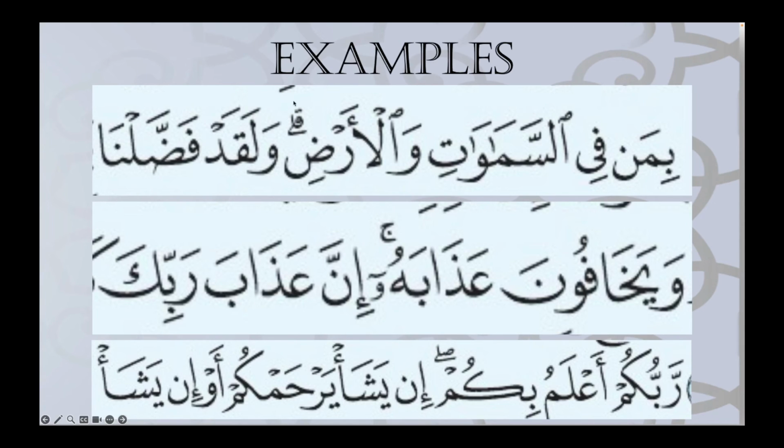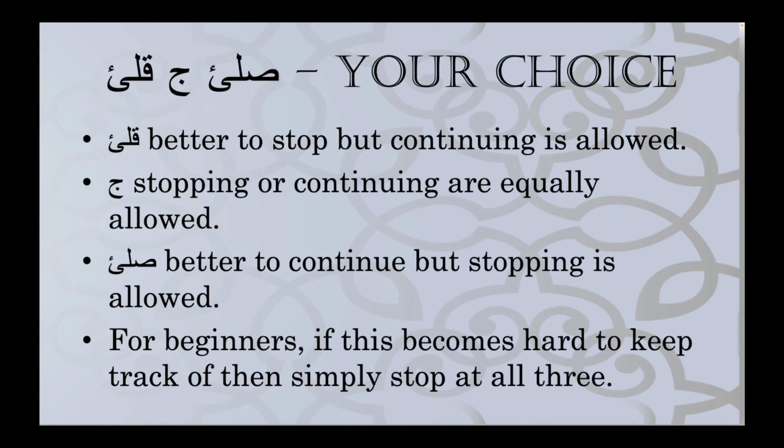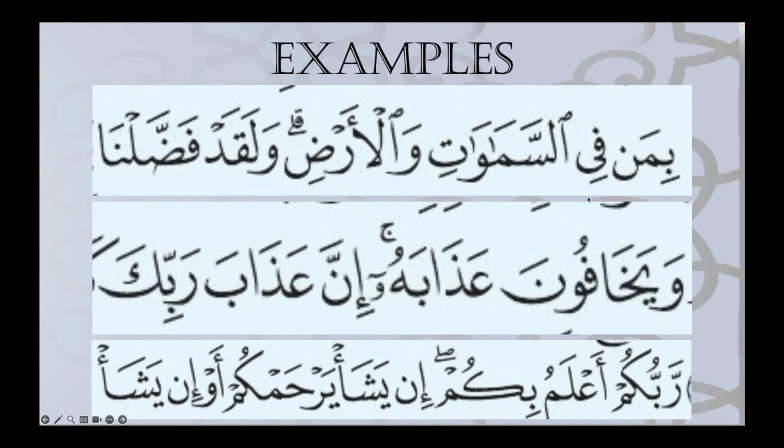So now these are the examples that you see on your screen. This mark right here, qili, indicates it's better to stop. Continuing is allowed. Jim is both equally allowed. And sili, it's better to continue, but stopping is allowed. So I hope that's clear. Whenever you see these qili, jim, sili, at least for beginners, I would say you can stop at all three. No problems there.